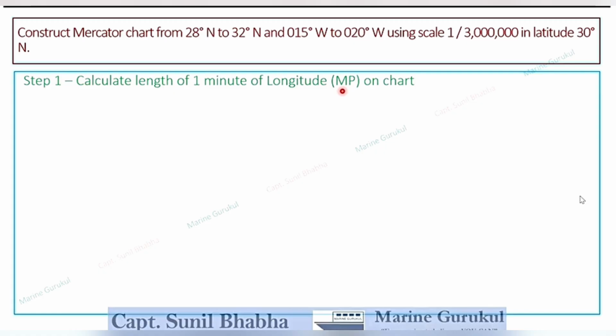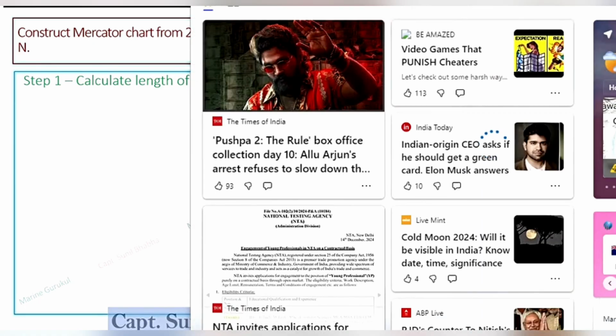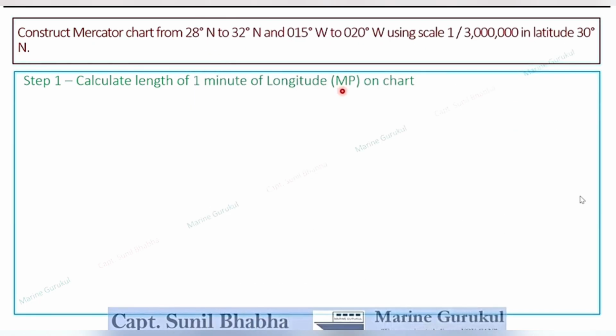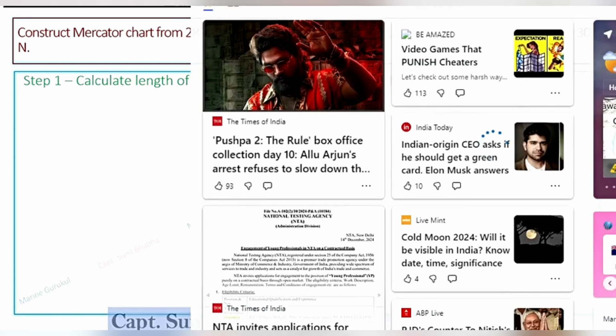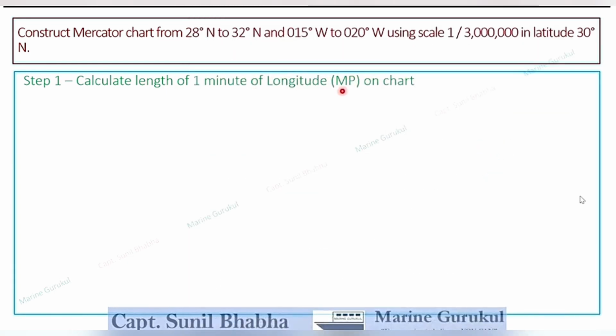We have just now seen that the longitude scale, or you can say the length of 1 minute of longitude, remains constant throughout the chart. Whichever part you go, the length of 1 minute of longitude is going to remain the same. So we take this 1 minute of longitude or 1 meridional part as our building block, and using this we construct the entire chart. We cannot use the latitude scale here because if we use 1 minute of latitude, we are aware that in different parts of the chart, the length of 1 minute of latitude keeps on changing, thus making it difficult for us to construct the chart.